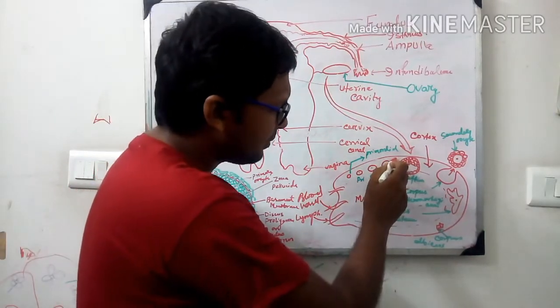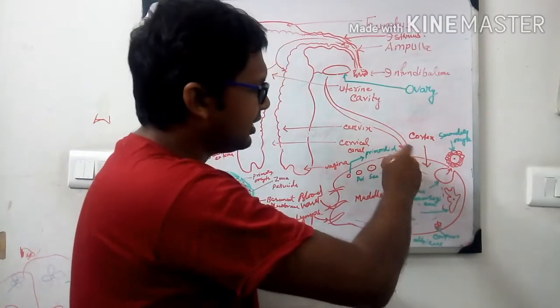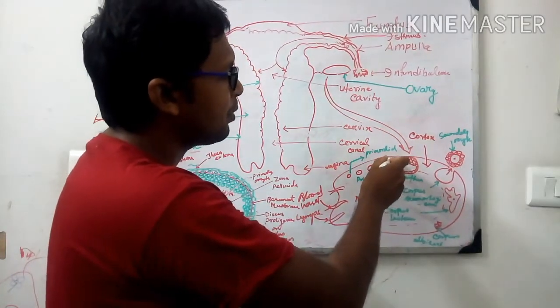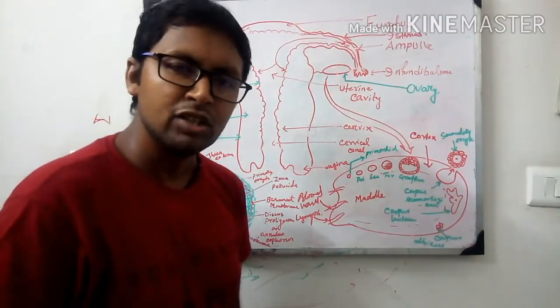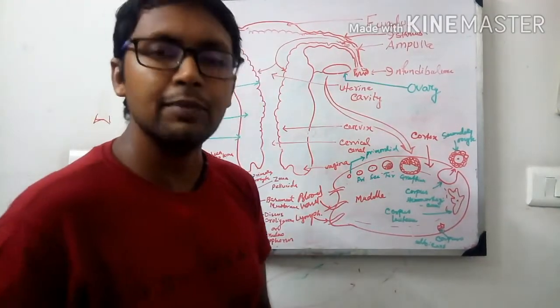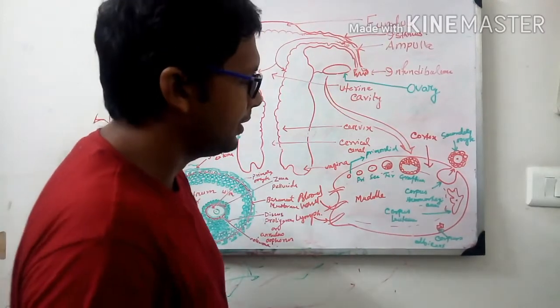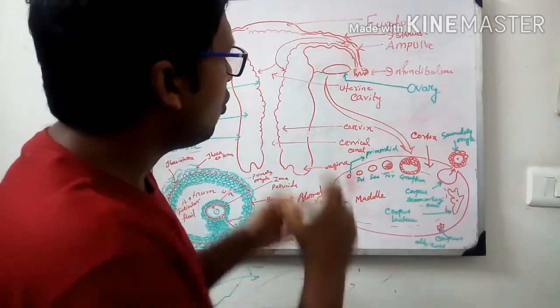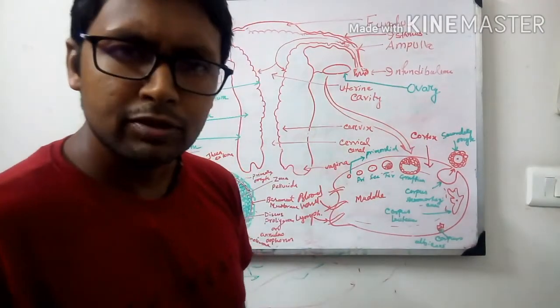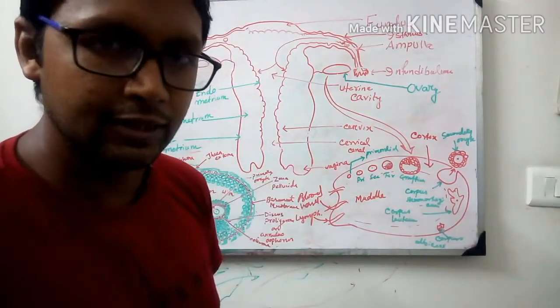Just below the surface epithelium, this region is very important. It is called the tunica albuginea. It is also present in the male reproductive structure. So this is the cortex, and in an ovary, eggs are developed in a sac-like structure.